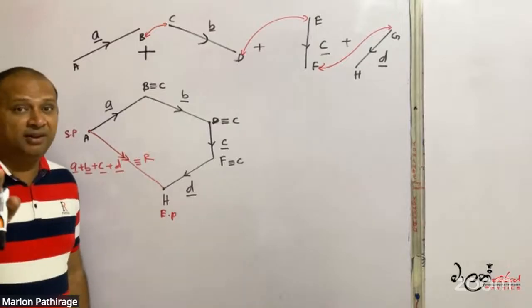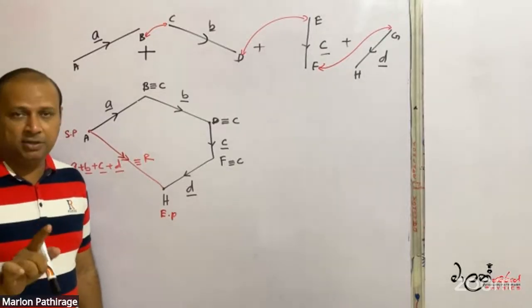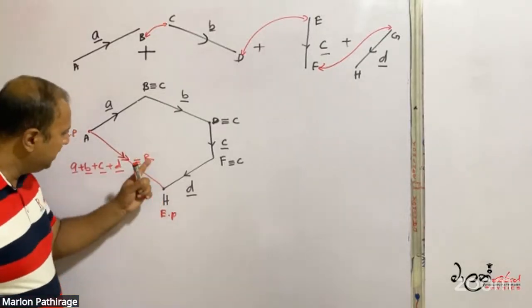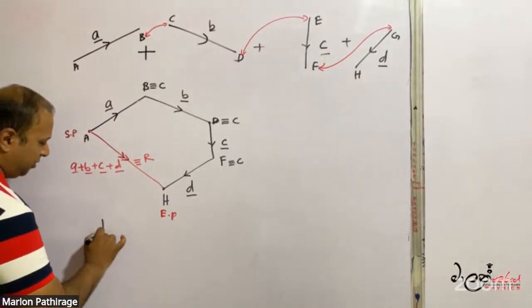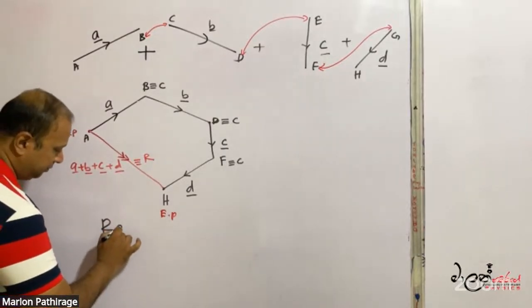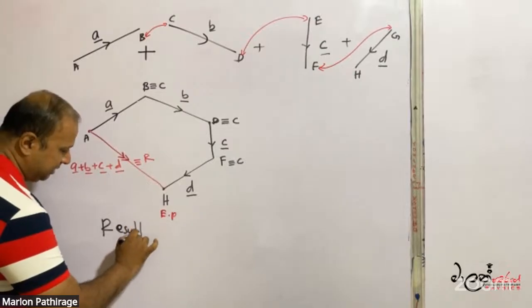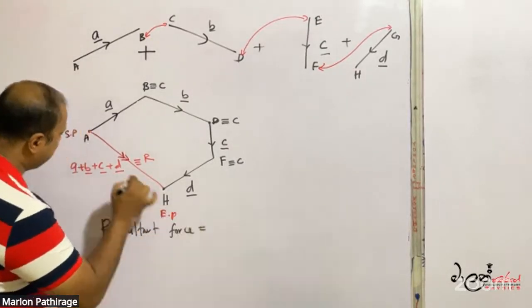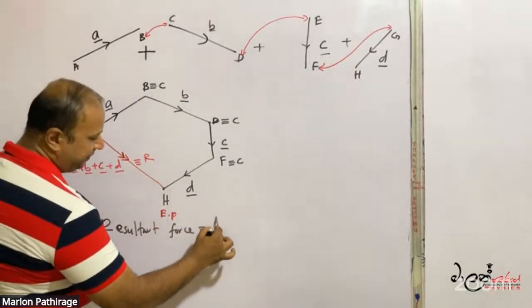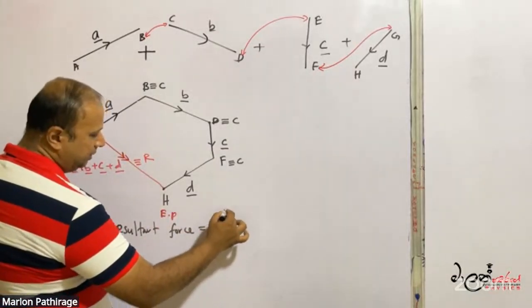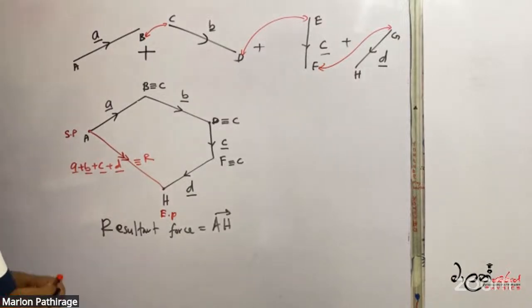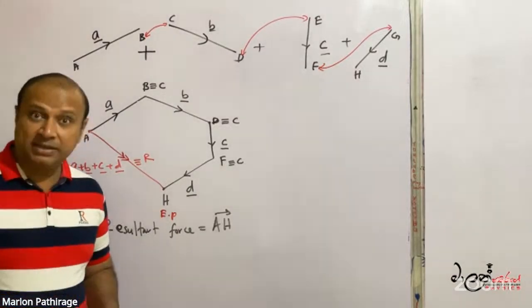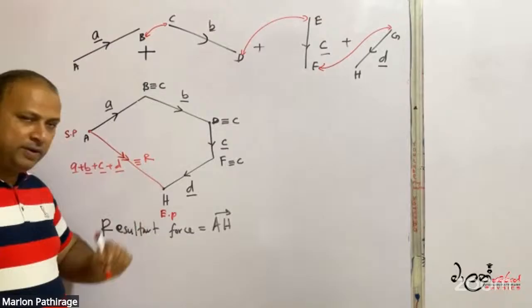If there is a gap, it is very clear there is a magnitude for the resultant force, because now the resultant force is equal to the AH vector. Therefore, R is equal to the AH vector.